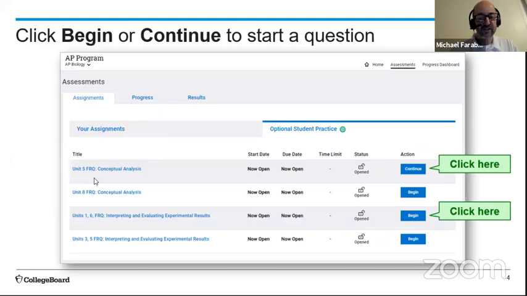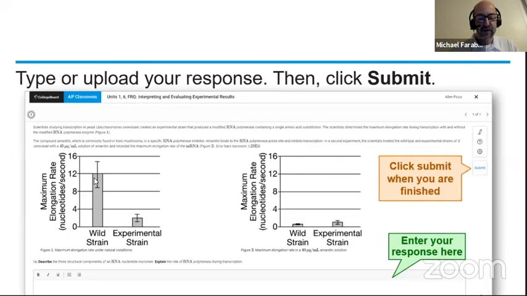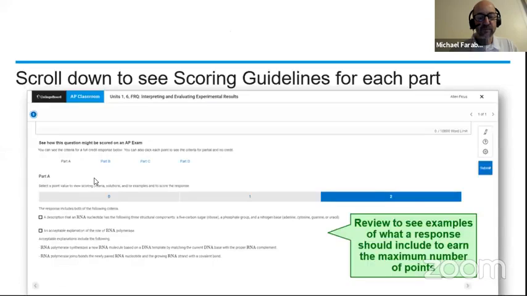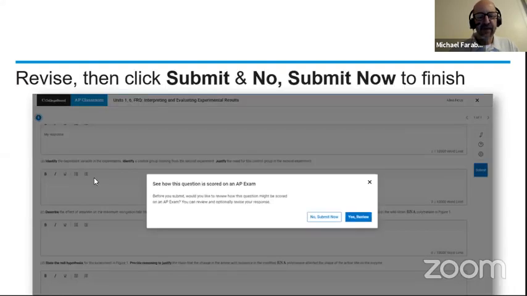So once you start a question and you type in your box there and then hit submit, you can click yes and then say yes, review, and it would pop up a scoring guidelines, and you can make sure that you are matching your answer with the official scoring guidelines for various AP free response questions. And then once you submit that, then you can have your teacher take a look at it and get feedback from your teacher.